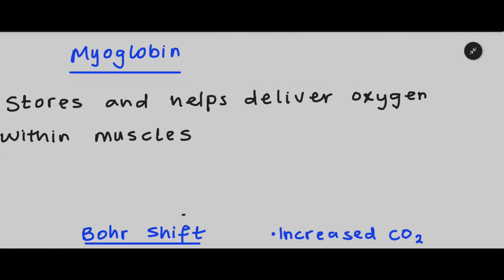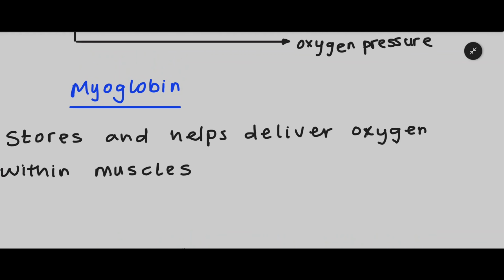And finally, this is another key term you need to know: myoglobin, which is an oxygen store found within your muscles.